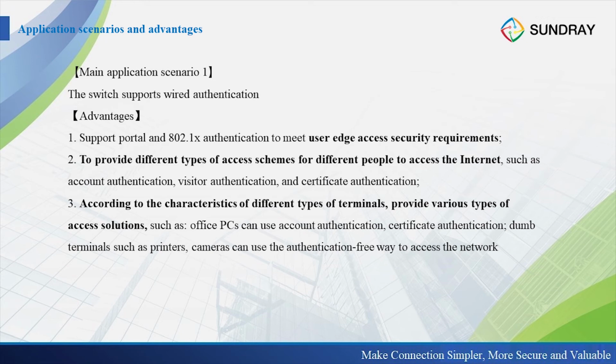The third is according to the characteristics of the different types of terminal. With different terminals, we can also provide various types of access solutions. For example, for the PC, we can use account authentication or certificate authentication. And for dumb terminals, such as a printer or a camera, we just allow them to connect to the internet directly, no need to authenticate. So this is scenario one.